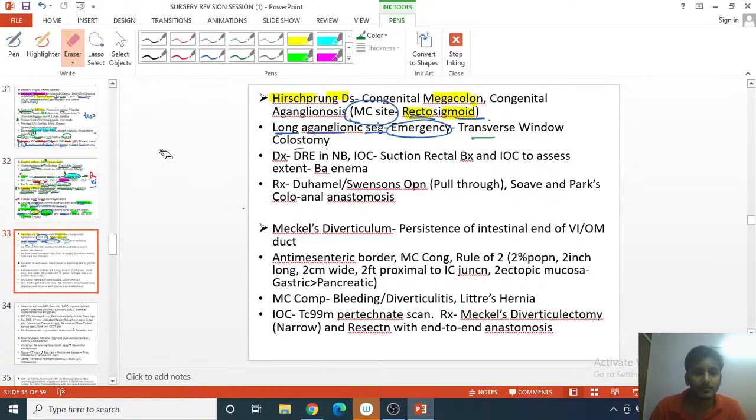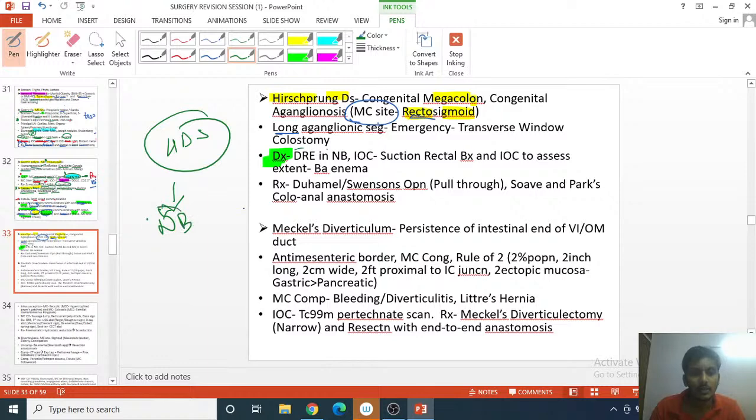Then we'll see the diagnostic method of choice. Hirschsprung disease mostly presents in newborns, with a history of not passing stools. Newborns presenting with a history of not passing stools, you can suspect Hirschsprung's disease. You perform a digital rectal examination, and once you insert your finger, there is a flow of stool coming outside the anal canal. This is very much suggestive of Hirschsprung's disease.